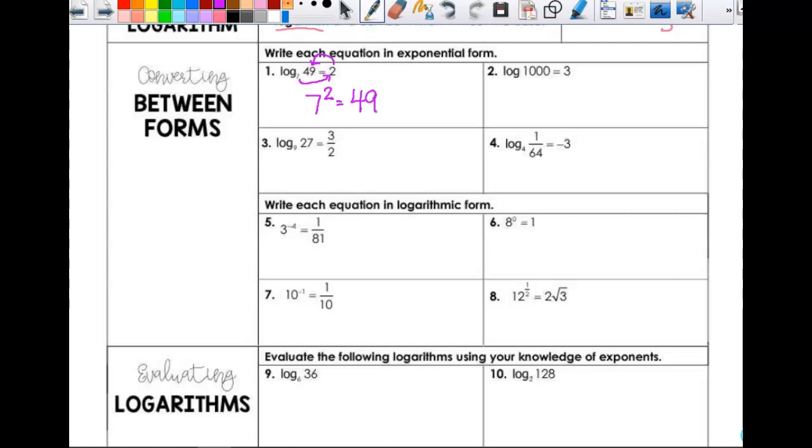All right, on number 2, what's the base of that log? 10, because it's not there, so I know it's a 10. And that goes to the third power equals 1,000. Okay. You do the next two. Okay. Do you agree with what I wrote?